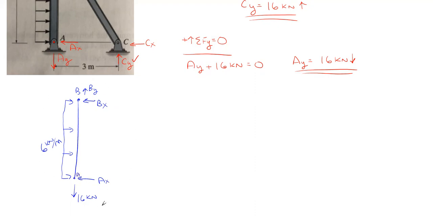So looking at this little member here of AB, can I solve for A sub x here? Because I really don't care much about B sub x or B sub y. I'm really targeting A sub x. Can I solve for it? Yes, I can. And I can solve for it by summing moments about point B.